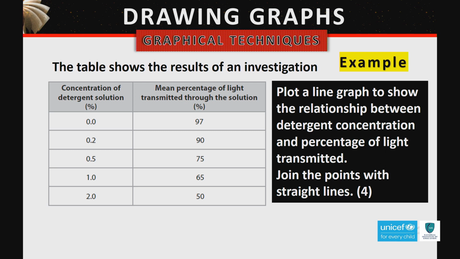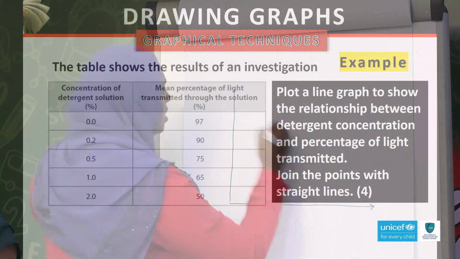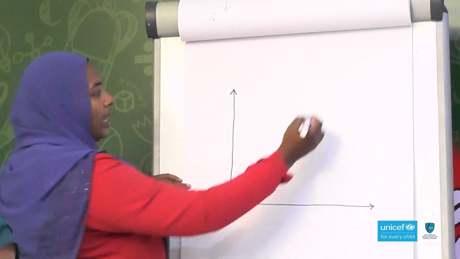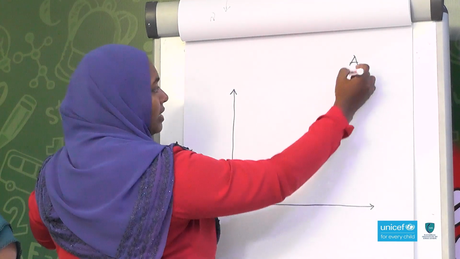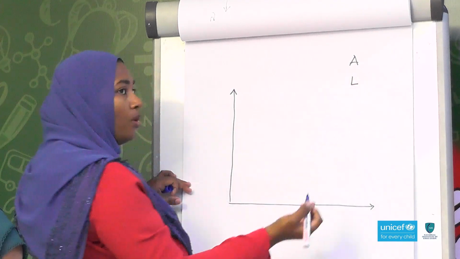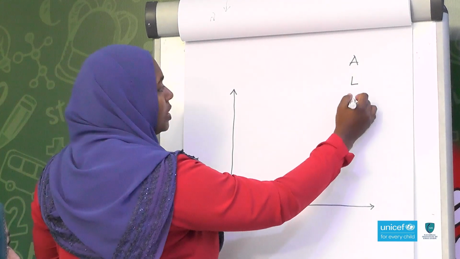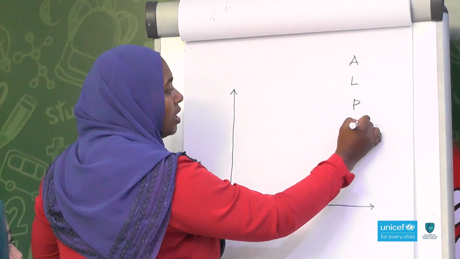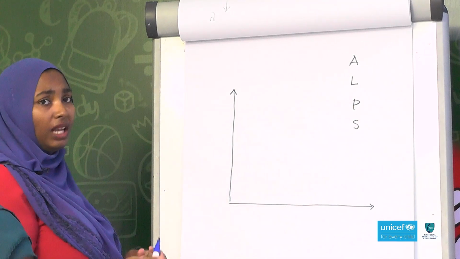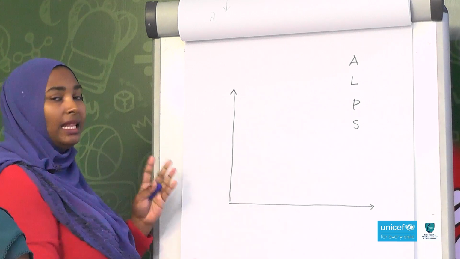So here, the first point you have to remember. Like I said, points are allocated. There is 1 mark for axis, 1 mark for labeling, 1 mark for plotting, and 1 mark allocated for the style of the graph. So for axis, you have to select the correct axis.